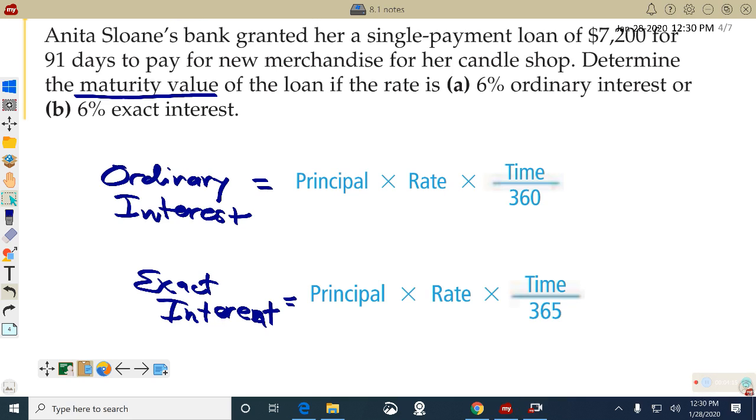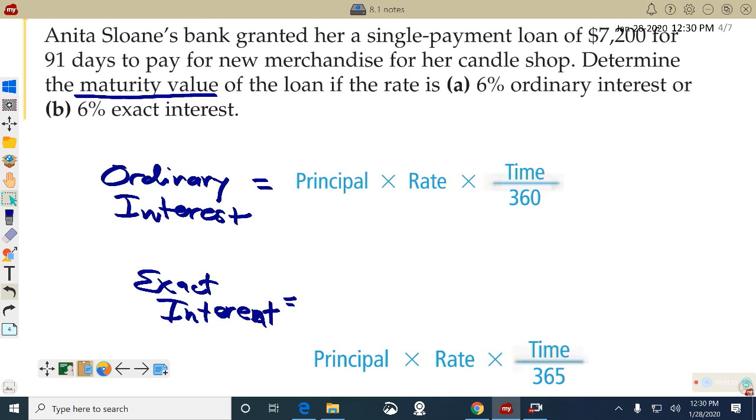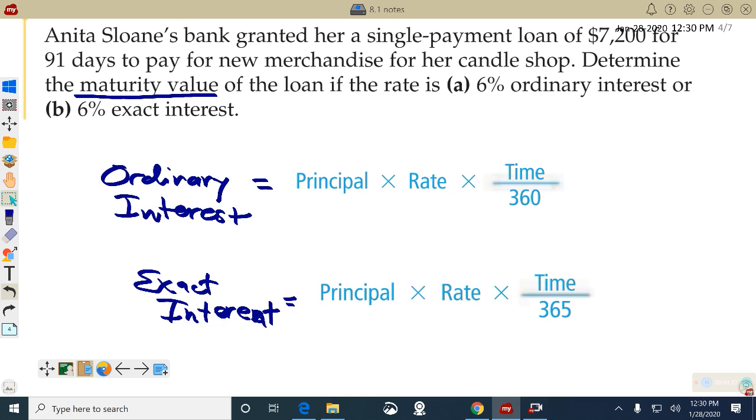All right, let's do it. It's pretty straightforward, you guys. Just punch them in. Let me move this to the side here. So let's find ordinary interest. The principal, remember, that's the vocabulary word from yesterday. The principal is just the amount of money borrowed. In this case, it's $7,200. Times the rate, which is the interest rate that the bank charges you. Well, that's the percent, 6%, but as a decimal.